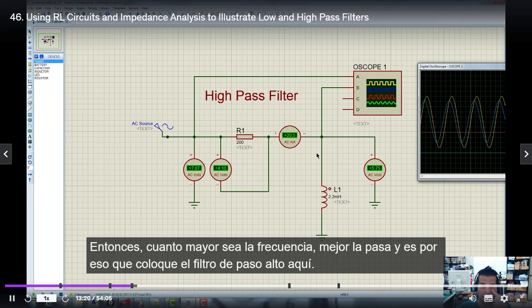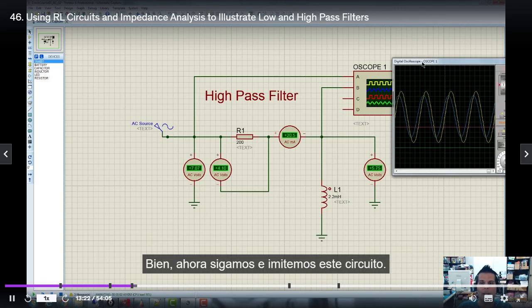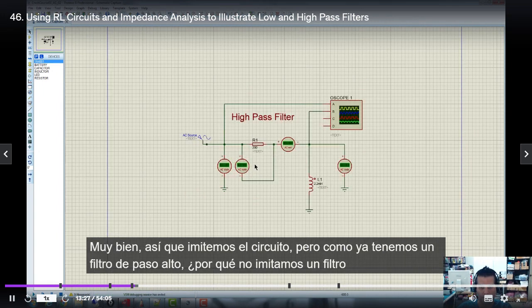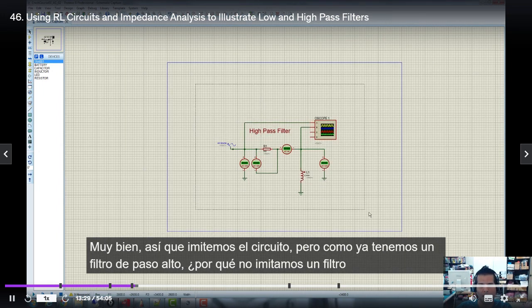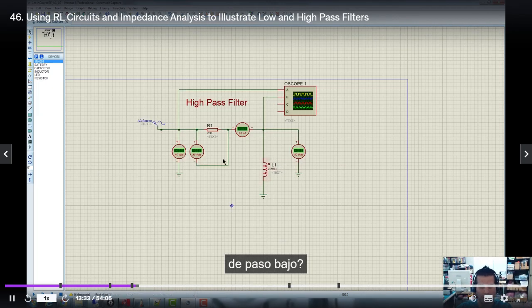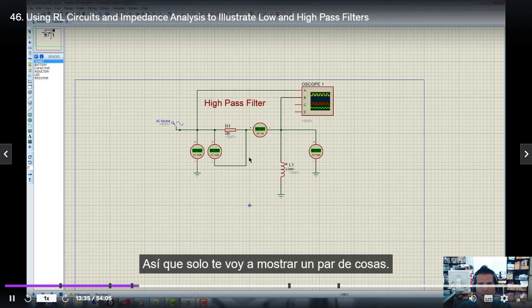And that's why I put a high pass filter here. Okay. Now, let's go ahead and mimic this circuit. All right, so let's mimic this circuit. But since we've already got a high pass filter, why don't we mimic a low pass filter? All right, so I'm just going to show you a couple of things.